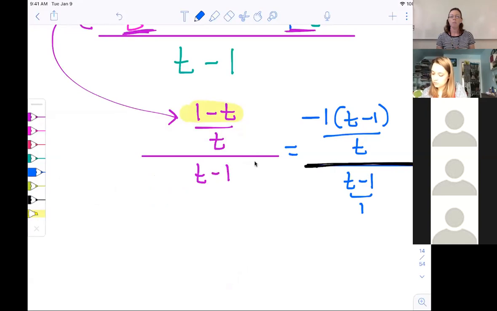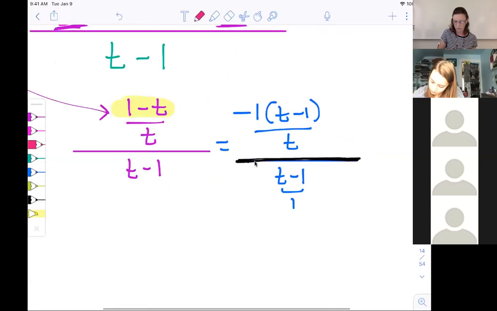Does anybody remember from last year how you can simplify this complex fraction? Do the t minus 1s cancel out? Why do they cancel out, Peter? Because they're both in the numerator of the fraction.